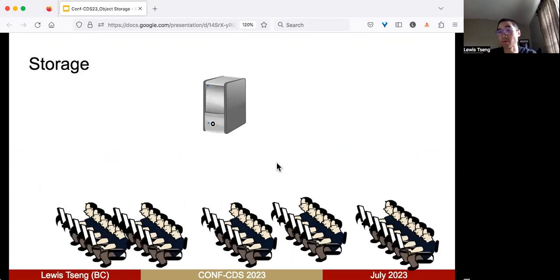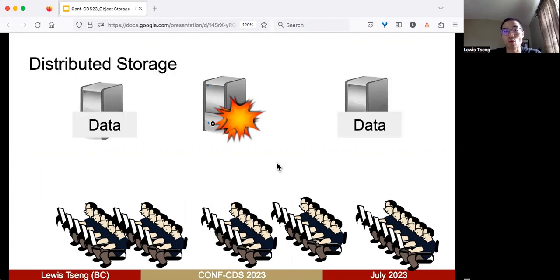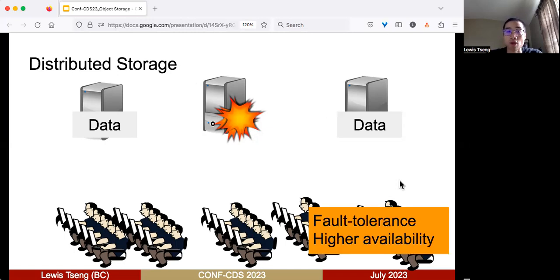Usually we think storage is some server, like a cloud server or cloud database, that everyone can access. However, if you only have a single machine, then it might crash or fail, and then you don't have access to your data. That's why we want distributed storage, so that not only one server has the data, but you can replicate data to multiple servers. In other words, you get fault tolerance, meaning that if some server fails, you can still access your data, and higher availability, meaning that even with some unfortunate event, you can still access your data.